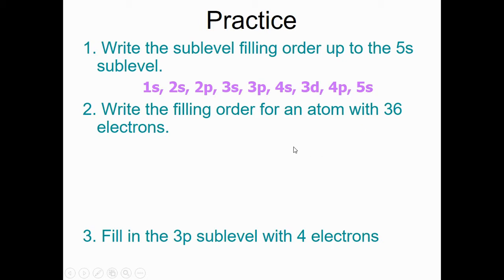Okay, on the next one, I want you to try this. You are trying to figure out the filling order for an atom with 36 electrons. So what atom is that? Well, the first thing you have to determine is who has 36 electrons. When you look, that is krypton. So you need to figure out the filling order to krypton on the periodic table. Okay, so pause your video right now and try it.